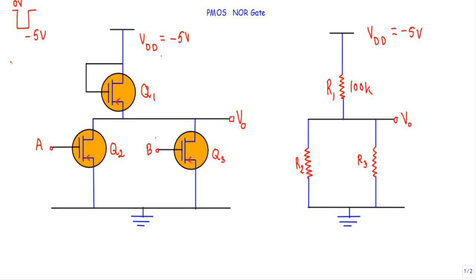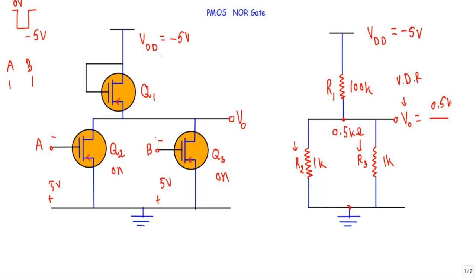Now let me consider the last case, when A will be at logic 1 and B will be at logic 1. That means I will apply minus 5 volt at the A and B terminals. So both the transistors Q2 and Q3 will be in on state. The on state resistances will be 1 kilo ohm and 1 kilo ohm. Therefore, you will see the resistors R2 and R3 will be in parallel, because they are connected between this terminal and this terminal. So their equivalent parallel resistance will be 0.5 kilo ohm. If I apply the voltage divider rule, I will get output voltage equal to 0.5k divided by 100k plus 0.5k, into minus 5. This will be around 0 volt, which will indicate logic 0. So for 1-1, I will get output voltage at logic 0. That's it. Thank you.